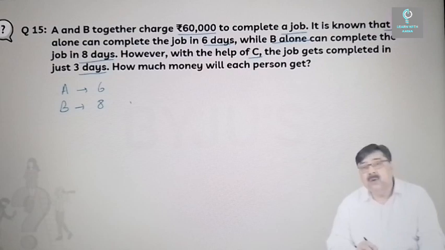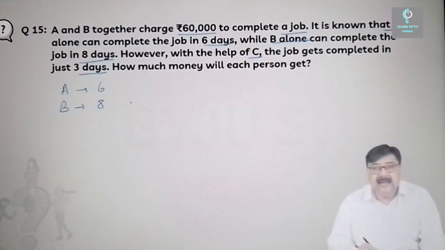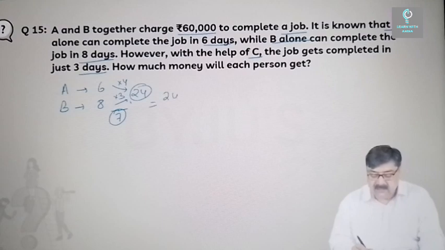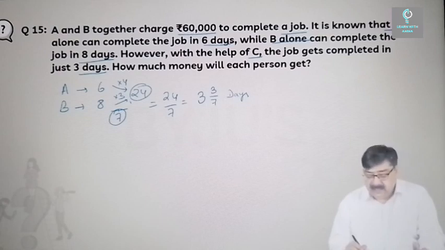Let us first of all find out how much amount of work is done by A and B combined together. So 6 and 8, the LCM is 24. 6 4s are 24, 8 3s are 24, that is 7. So dividing 24 by 7, that is nothing but 7 3s are 21, remainder 3, 3 by 7 days. If A and B are asked to complete the job, they would have completed this in 3 by 7 days.